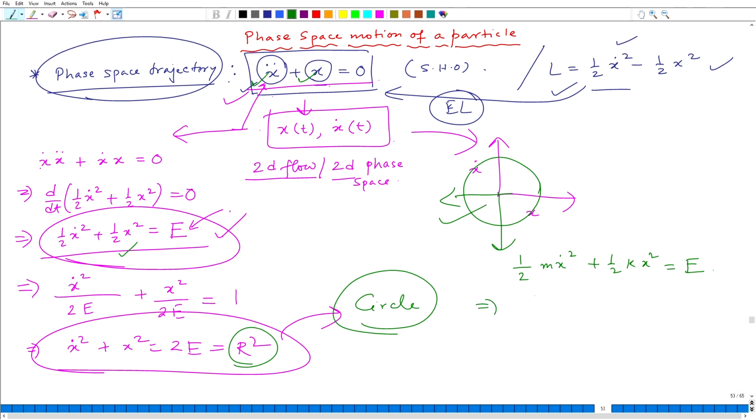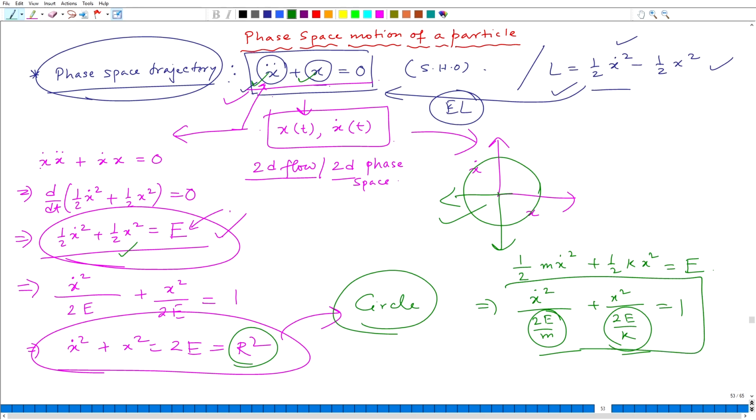Then you will see that x dot square by 2e by m plus x square by 2e by k is 1, and since they are not necessarily equal in general, this is the equation of an ellipse. This I have already discussed in the framework of simple harmonic motion.